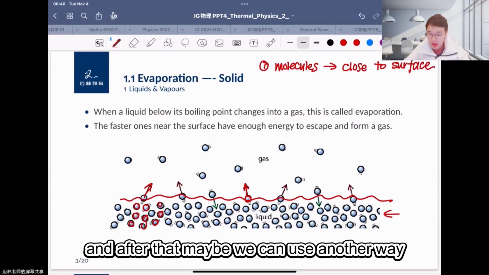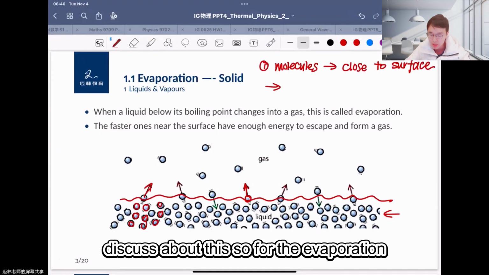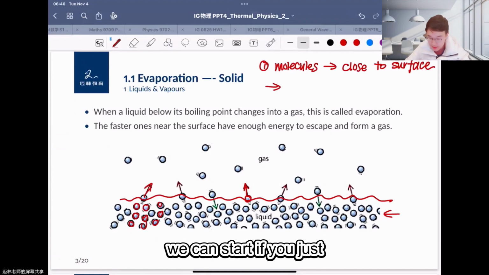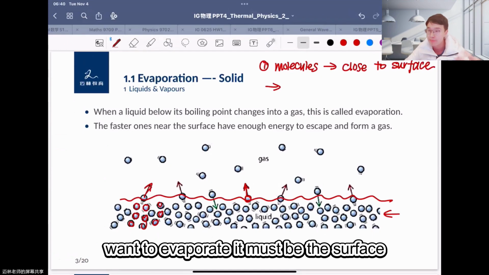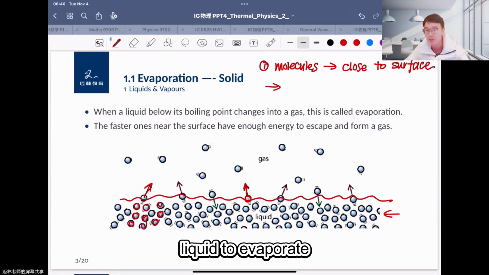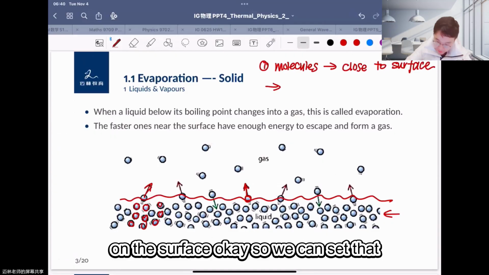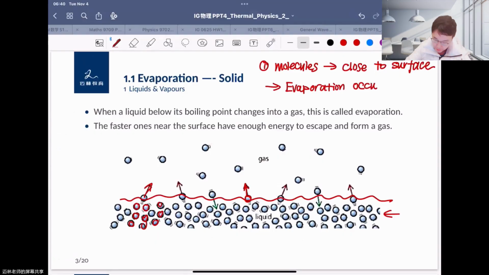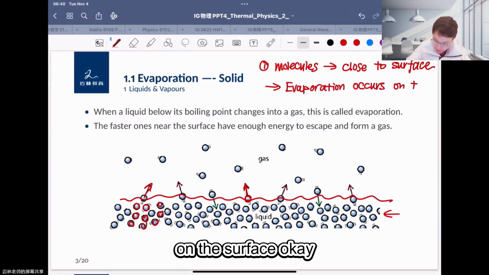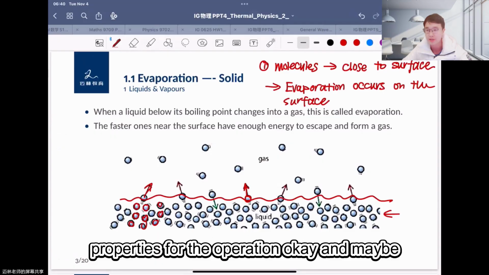Okay. And after that, maybe we can use another way to discuss this. For evaporation, if you want to evaporate, it must be the surface liquid that evaporates, okay? So it isn't like boiling, it just occurs on the surface, okay? So we can say that evaporation occurs on the surface. So here is the first property for evaporation, okay?